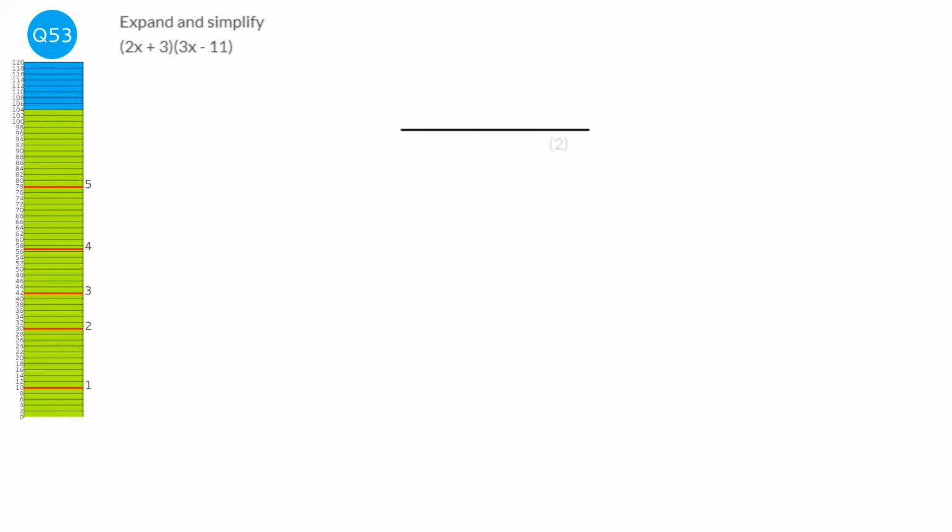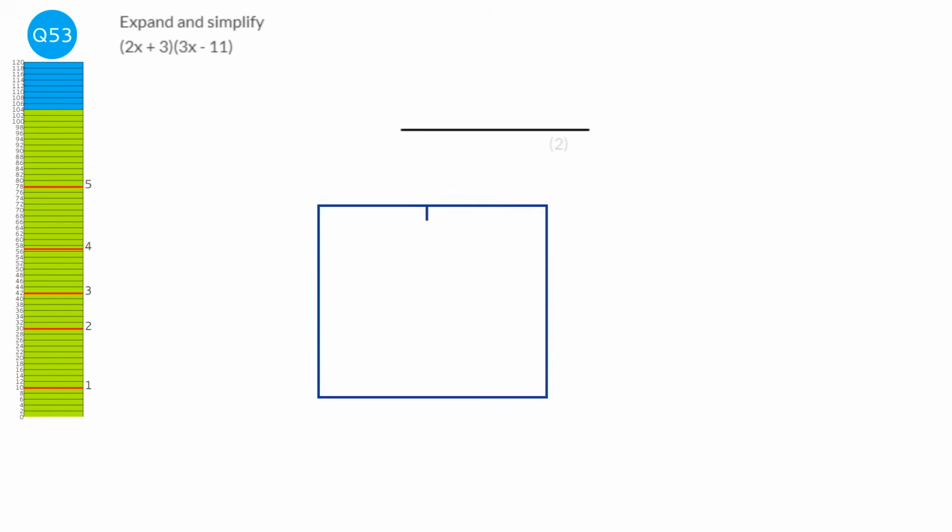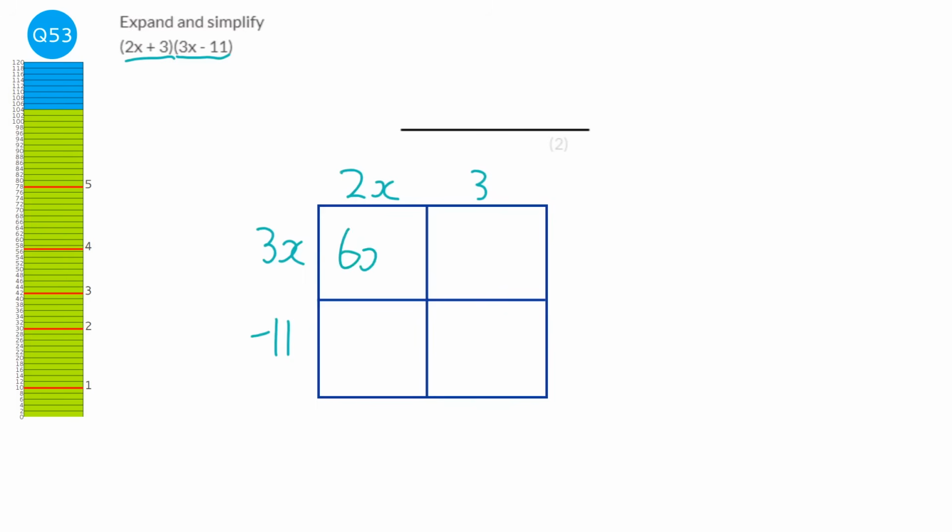I'm going to do just a quick multiplication grid. What I'm going to do is put the 2x plus 3 at the top, so 2x and then plus 3, and then 3x minus 11 down the side. Multiply them out: 3 times 2 is 6, so that'd be 6x squared, 3 times 3 is 9, so that'd be 9x. Minus 11 times positive 2 will be minus 22x, and then minus 11 times positive 3 will be minus 33.